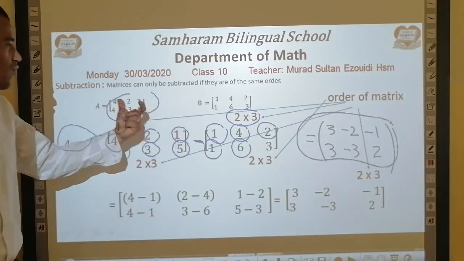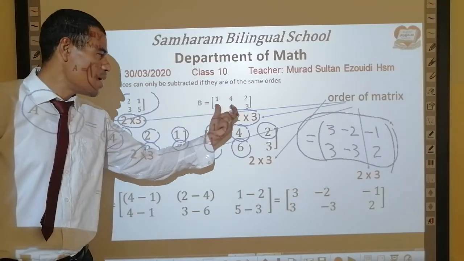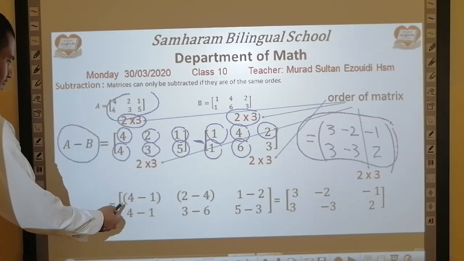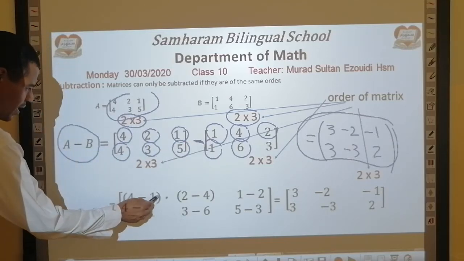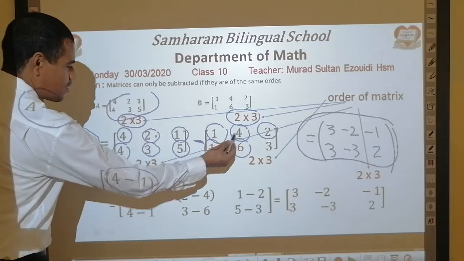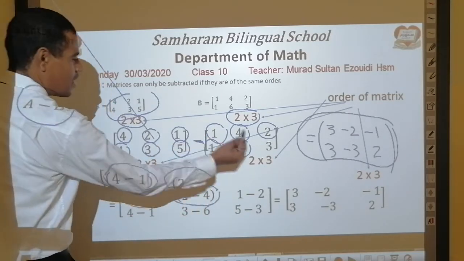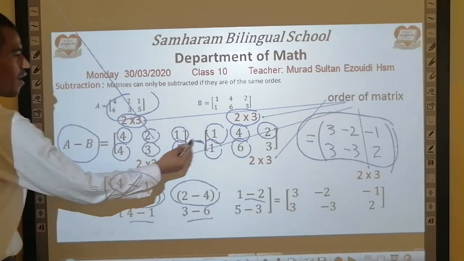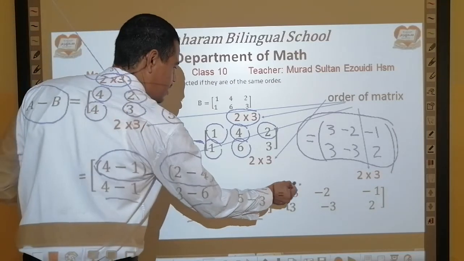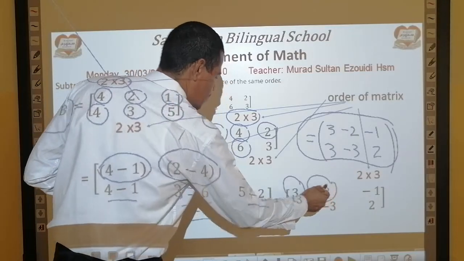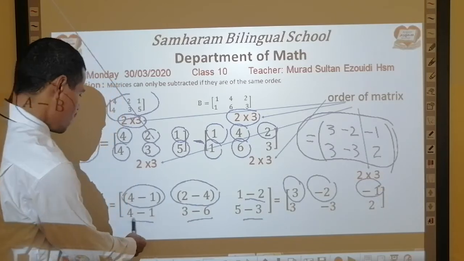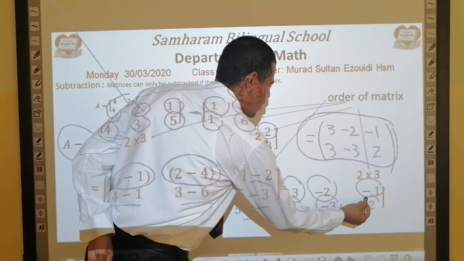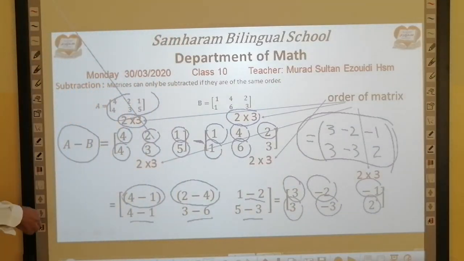What do you think? We started from matrices that have 2 by 3 as an order, and we obtained a matrix with the same order. As a conclusion, you can do it with another method. We write 4 minus 1 in brackets, then calculate. Then 2 minus 4 in brackets, then 1 minus 2, and then 4 minus 1, 3 minus 6, and 5 minus 3. Then just simplify: 4 minus 1 is 3, 2 minus 4 is negative 2, 1 minus 2 is negative 1, 4 minus 1 is 3, 3 minus 6 is negative 3, and 5 minus 3 is 2. This is the answer, the result. Okay, the next.